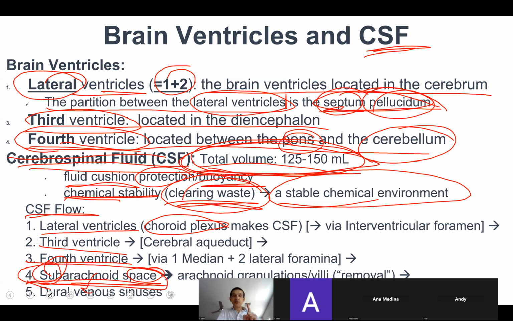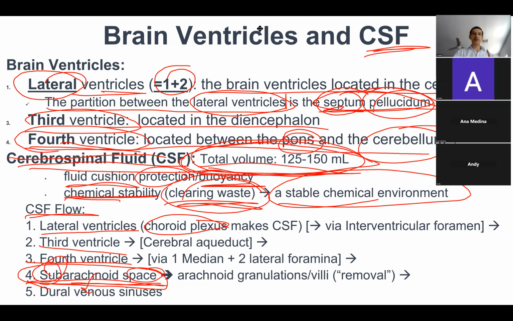So let's review it again, at least 2 times, okay? Let's analyze it. You have lateral ventricles to third ventricle to fourth ventricle to the subarachnoid space to dural sinuses. So don't forget that the lateral ventricles take arterial blood from the arteries and make CSF, right? So CSF is made from blood.